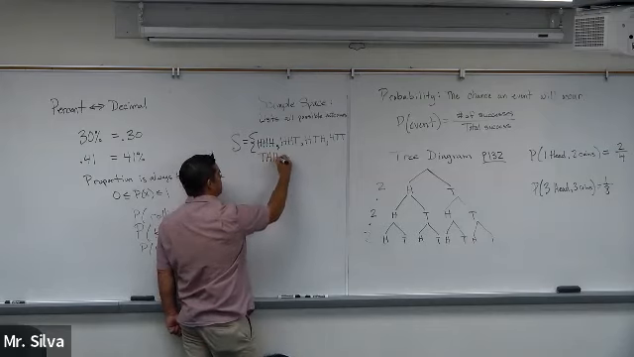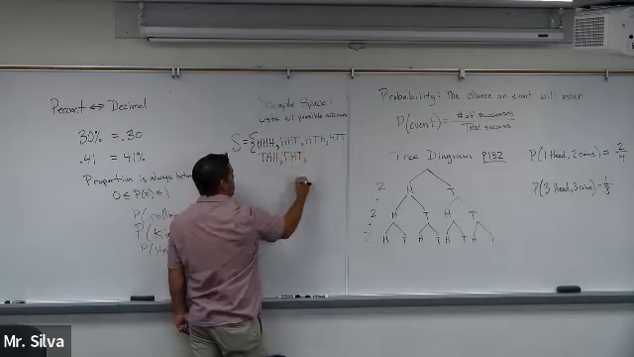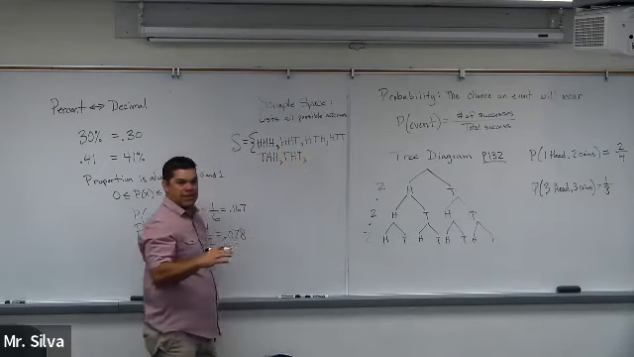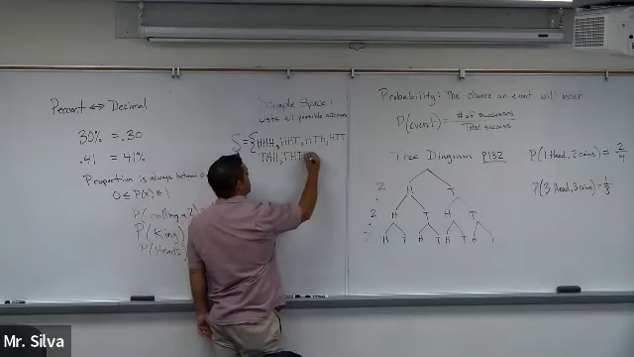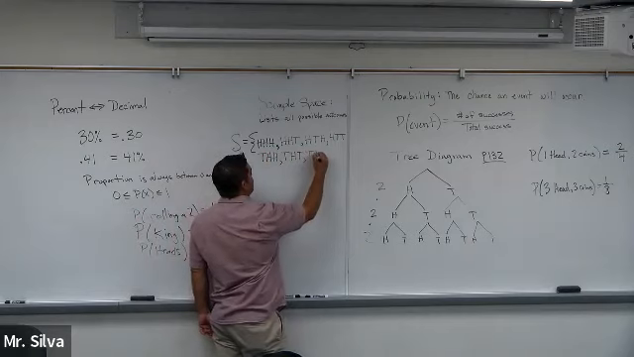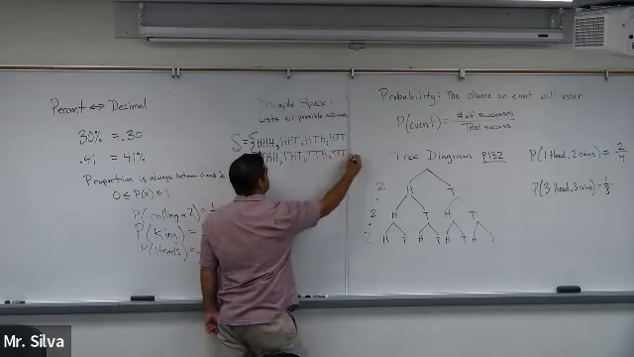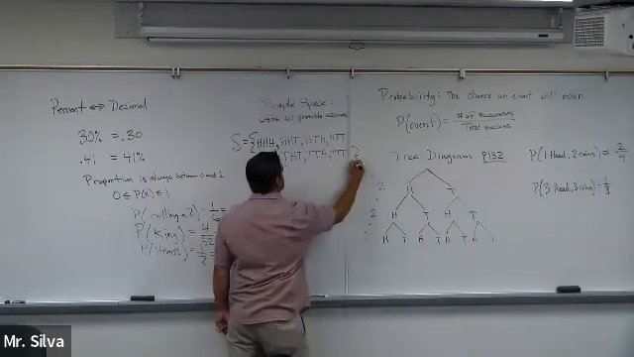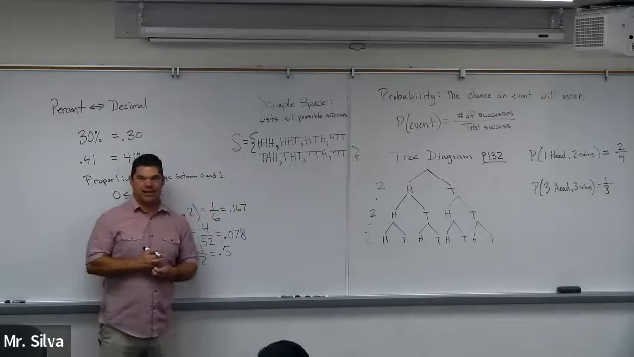Tails, heads, heads, tails, heads, tails. And the order doesn't even matter at all. When you do this, there's no particular order. What's next? Tails, tails, heads, tails, tails, tails. Close the bracket. There's 8 total outcomes. There's 8 ways that I could do this.